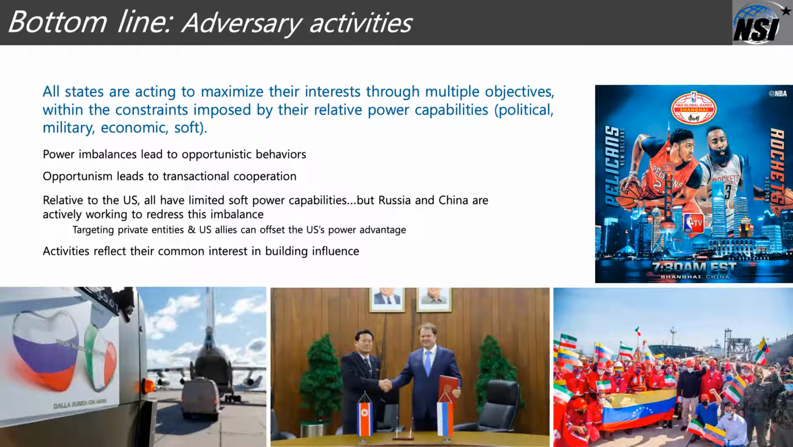Finally, all of the activities of all four actors reflect their common interest in building influence. All are engaged to some degree in diplomacy and government-to-government cooperation. Russia, China, and Iran are also engaging in military security and economic cooperation, both bilaterally and through regional organizations, and have also spoken out in support of non-democratic regimes facing censure from the US and the West.